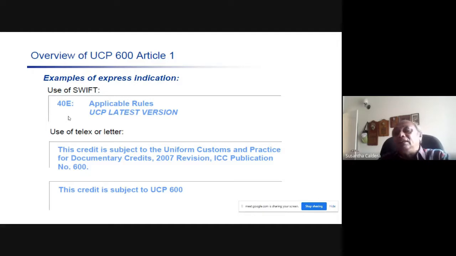99% of the LCs, we use SWIFT. Under SWIFT, field 40E, now all the trade guys, right?